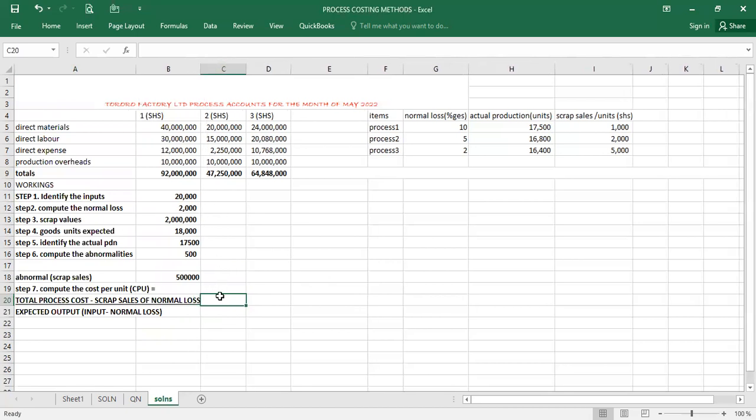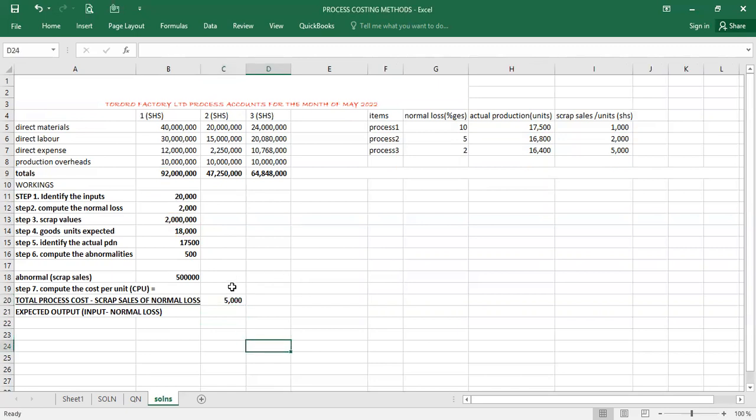We can get it from here, and we say it is equal to this. We said it is going to be this, but we can put a bracket because we are going to be subtracting. We subtract the normal loss value, which is that, and we divide by the expected units, which are 18,000. Don't divide by the actual production. We are dividing by the expected units, whether they are high or lower.